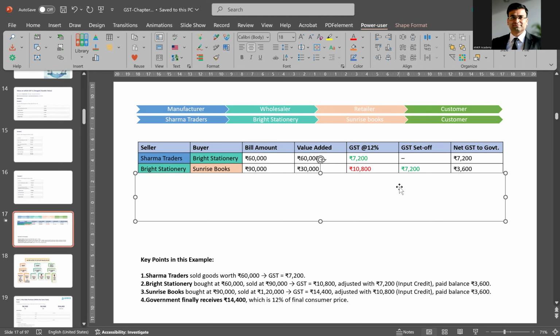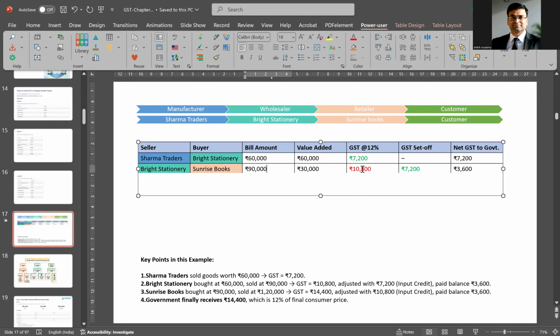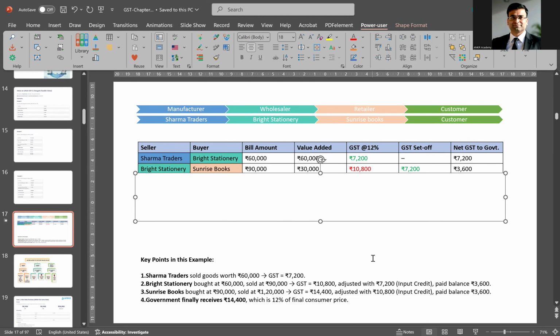Okay. Now, Bright Stationery, who is the wholesaler, will sell goods to Sunrise Books, right? And he is selling the same goods worth 60,000 for 90,000 rupees, right? So what is the value addition? 30,000 rupees, right? 30,000 rupees is the value addition. So what is the total GST on 90,000 into 12%, which will become 10,800, right?